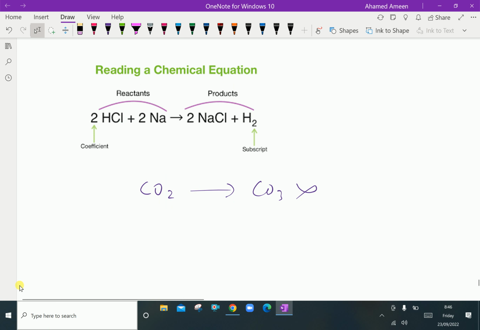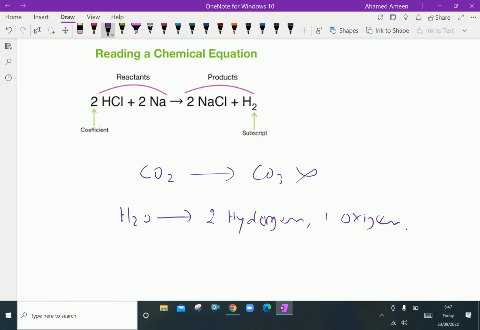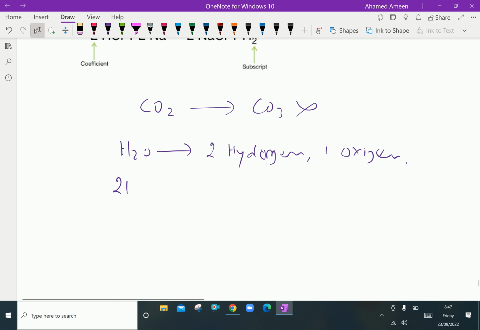For example, H2O represents 2 hydrogen and 1 oxygen. Suppose you are using 2H2O, which means 2 into 2, 4 hydrogen, and 2 into 1, 2 oxygen. This 2 is common for both elements.